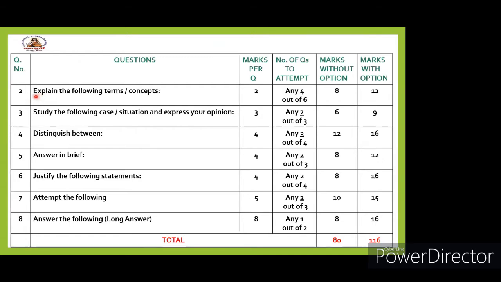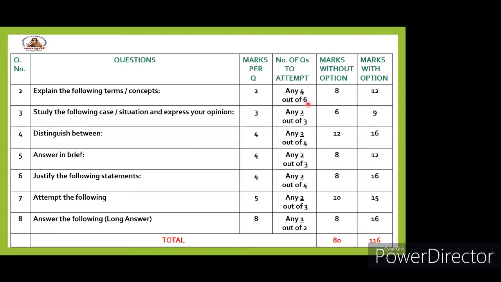So we have a question number 2, explain the following terms or concepts, where each question is for 2 marks. You have to attempt any 4. We give you 6 and you have to attempt any 4. And so the entire questions that you're going to attempt is going to be 8, right? 4 2s are 8. So this is 8 marks.